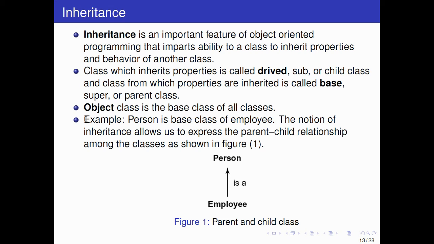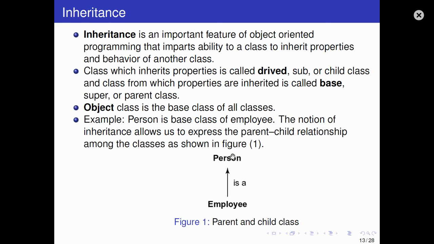Next, we have one example: person is a base class of employee. This program you have not seen, right? So you have to write that program. Person is a base class of employee, so employee is one class that I will define. The notion of inheritance allows us to express the parent-child relationship among the classes, as shown in the figure.